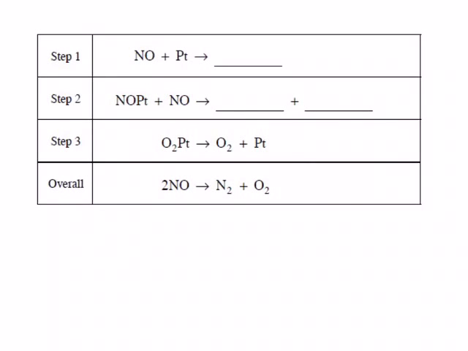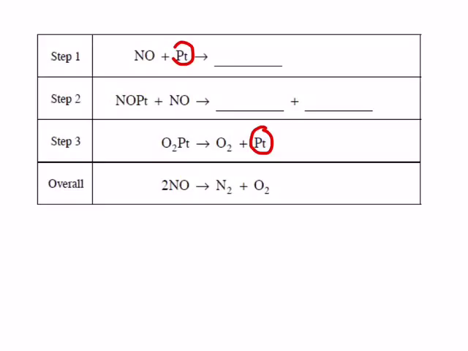This next question, we need to fill in the blanks in this reaction mechanism. There are 3 steps. This looks like some kind of catalyzed reaction with platinum metal, and we need an overall reaction of 2 NO producing N2 and O2. So let's take a look here. Notice there is platinum as a reactant in step 1, so platinum has to be a product somewhere, and sure enough, it's a product in step 3. So platinum is definitely a catalyst here. It does not show up in the overall process.